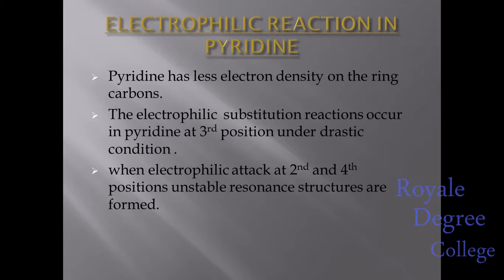Electrophilic reaction in pyridine. Pyridine has less electron density on the ring carbon. The electrophilic substitution reaction occurs in pyridine at the third position under drastic conditions. When an electrophile attacks at the second and fourth positions, unstable resonance structures are formed.